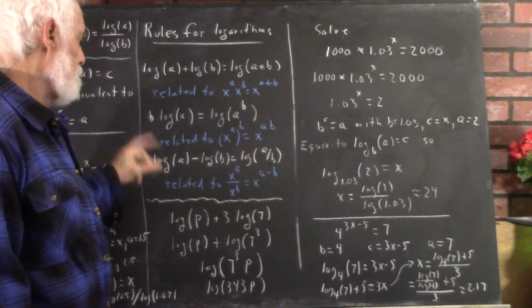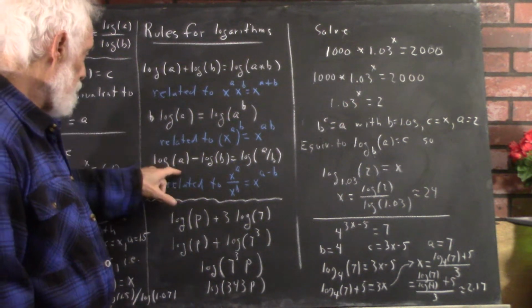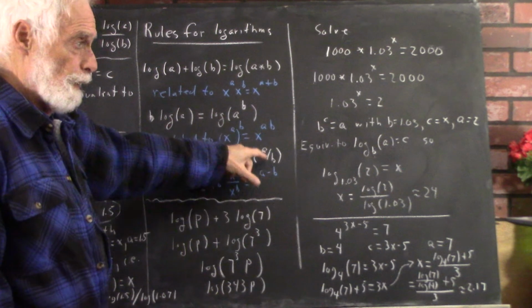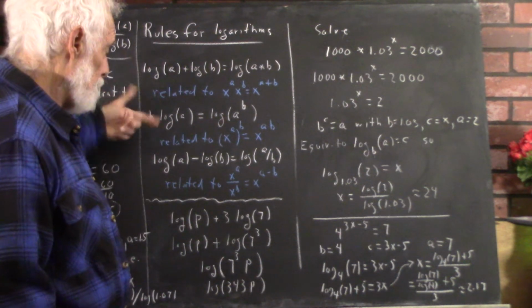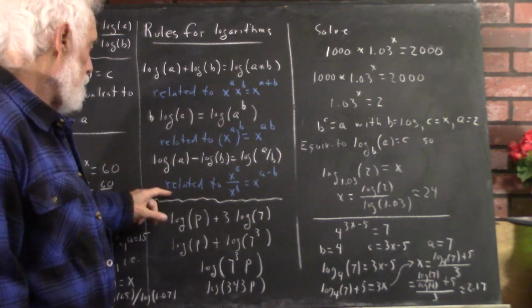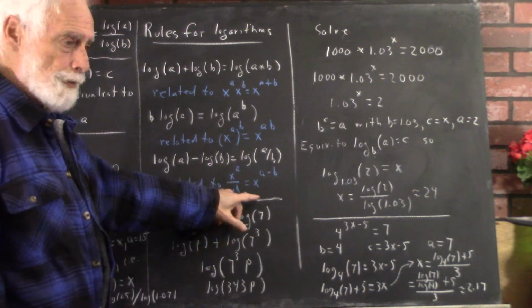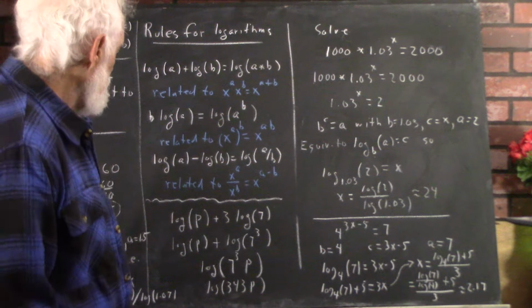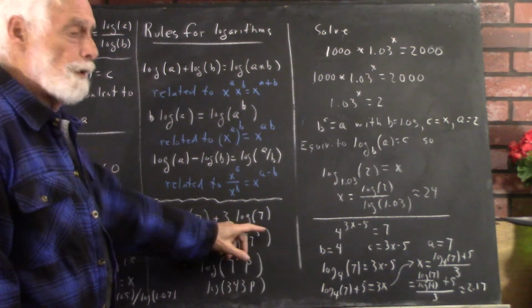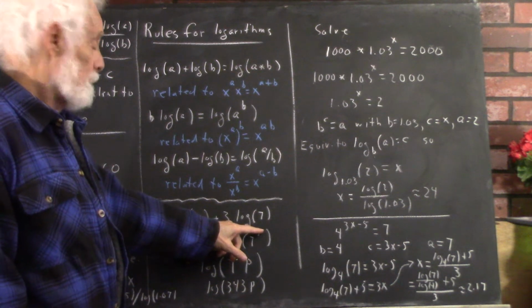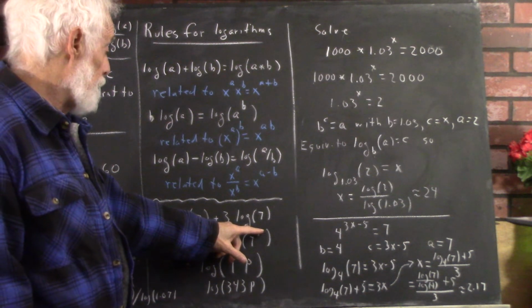And then this pretty much redundant thing, log of A minus log of B is a log of A divided by B, which comes about just by combining these two. But in any case, it's related to this law of exponents. So for example then, log of P plus 3 log of 7. Okay, how do we simplify that?